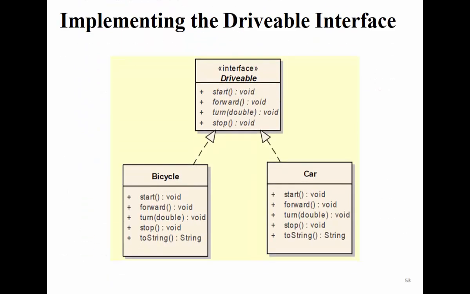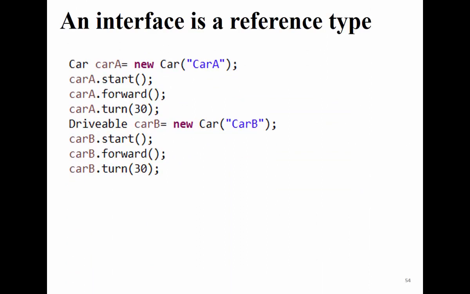Okay, so this is the way of showing the relation between the car and bicycle to the interface. And here is very important. We can use Drivable as a reference. We cannot use it to create an object. You can see here, I can create a car object, a new Car. I give the name for the car. Then I can ask car A to start, car A to go forward. And you can see here the reference type or the declaration type is what? Car.